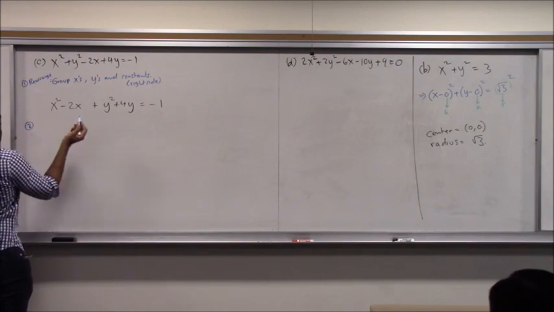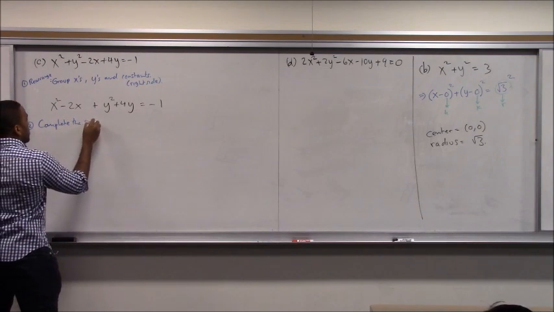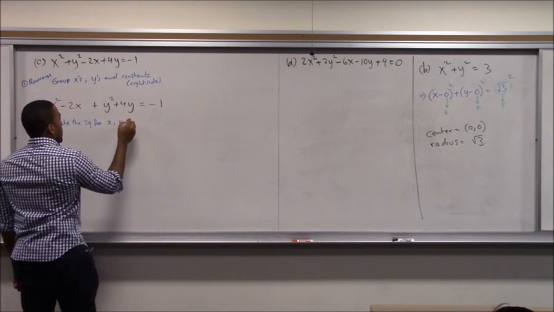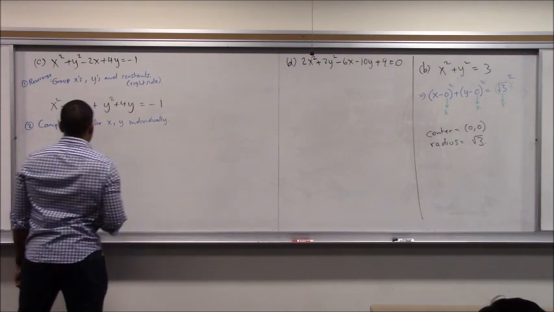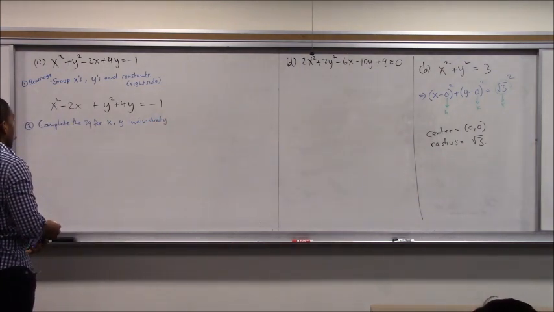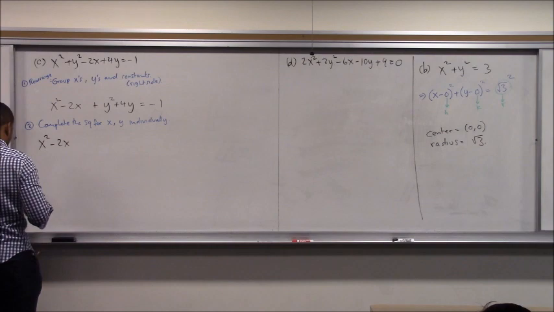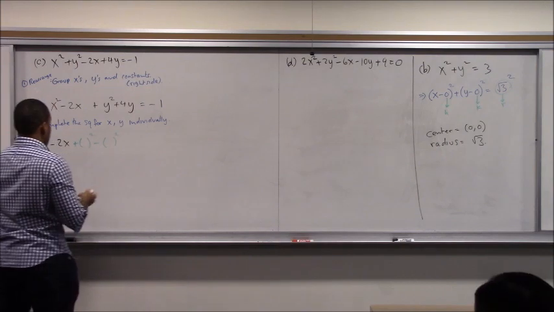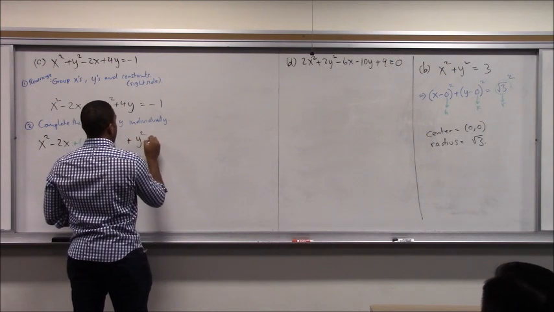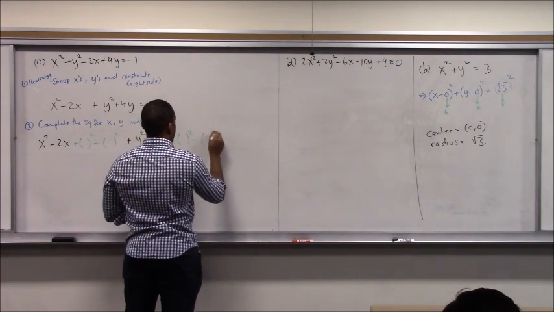So what's the second thing? Oh, well, you mentioned it. The second thing is now to complete the square for x and y individually. Now, remember how we complete the square. So for x, minus 2x. Remember, you add and subtract something squared. And so for the y, 4y, we're going to add and subtract something squared.